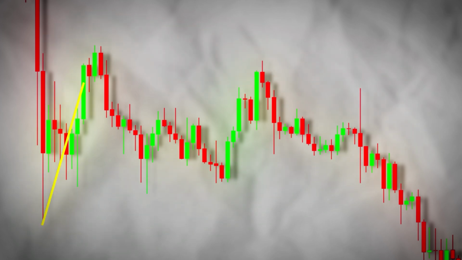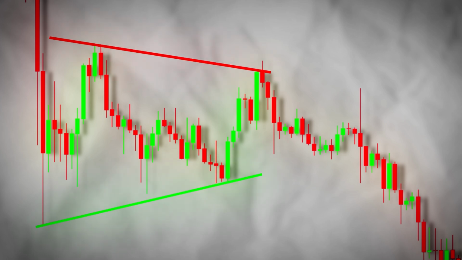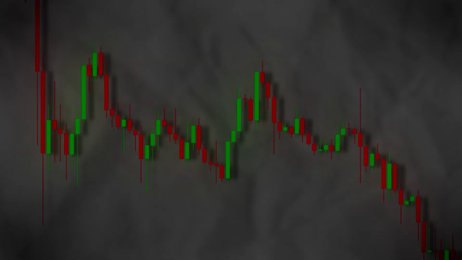Symmetrical triangles occur when a security's price is consolidating in a way that generates two converging trend lines with similar slopes. The breakout or breakdown target for a symmetrical triangle is equal to the distance between the initial high and low, applied to the breakout or breakdown point.